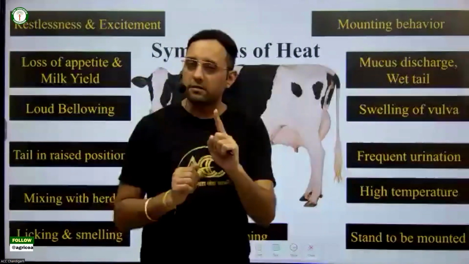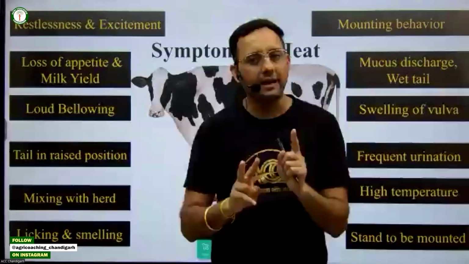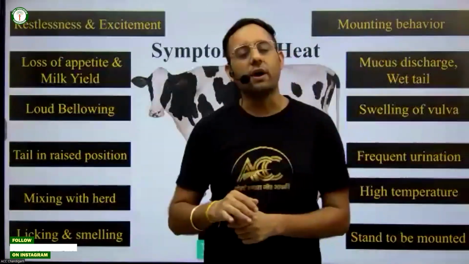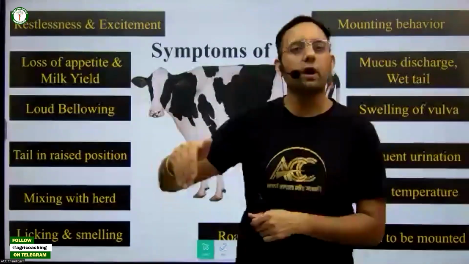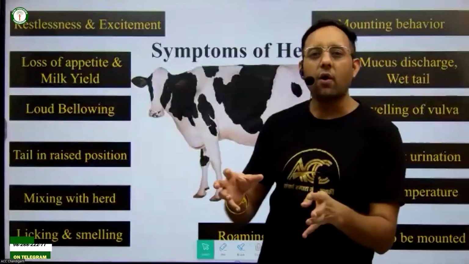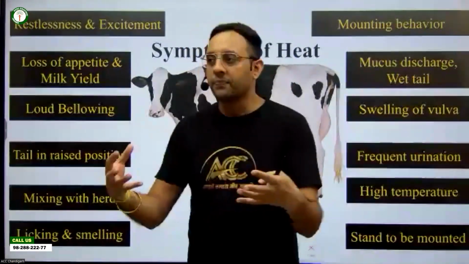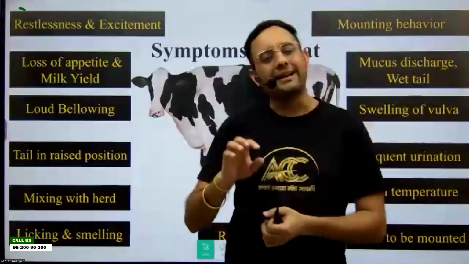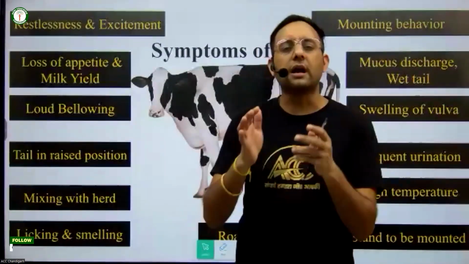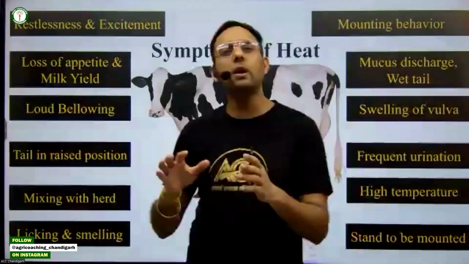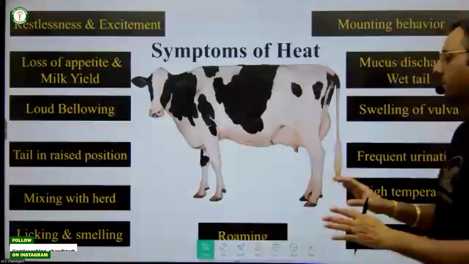Bull is an uncastrated male. Bullock, also known as steer, is a castrated male. And teaser is kept with the herd of cow so that whenever any cow comes in heat, it will show attraction toward the bull. When the cow shows that attraction towards the bull, we will come to know that cow is in heat right now. So the bull which is kept to detect the heat is known as teaser. So these are the various symptoms of heat.